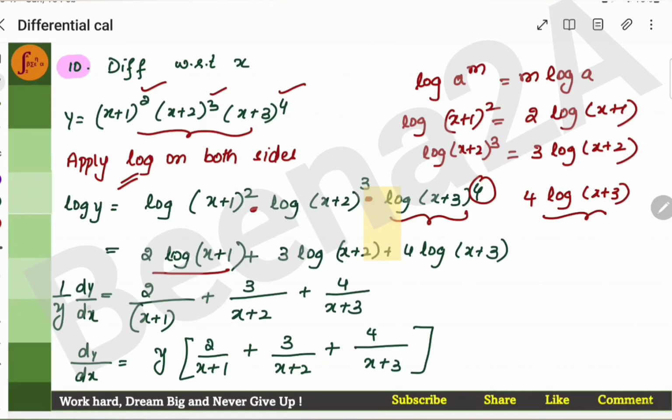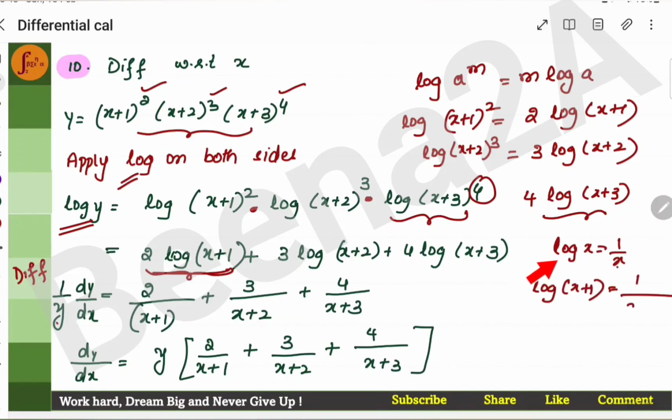Now you can differentiate, right? You have got rid of the powers, and now instead of multiplication, you have addition. So it becomes easy to find the derivative. So what is the derivative of log y? 1 by y. And you have to put dy by dx here, because the derivative of y is nothing but dy by dx. And what is the derivative of 2 log of (x plus 1)? The derivative of log x is 1 by x. Similarly the derivative of log (x plus 1), instead of x, you put x plus 1. That's all. So 2 by (x plus 1).